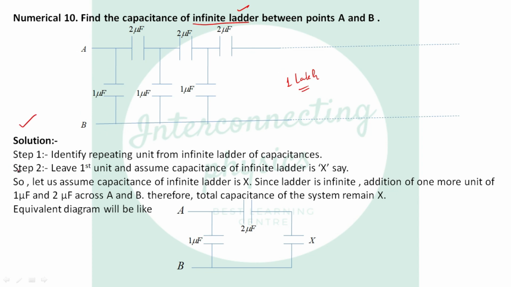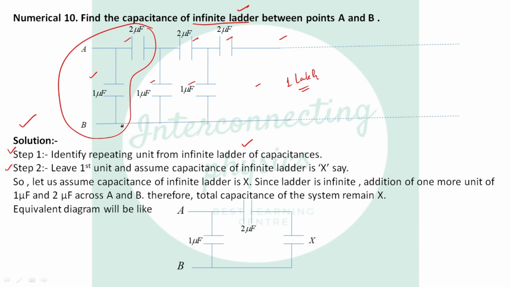Let us understand. Step 1: identify the repeating unit from the infinite ladder. 1 microfarad, 2 microfarad, 1 microfarad, 2 microfarad, and so on. It means the repeating unit is 1 microfarad and 2 microfarad. This unit is repeating again and again.